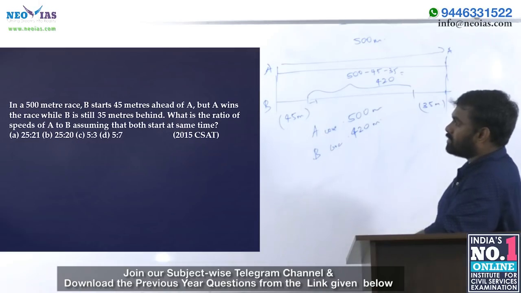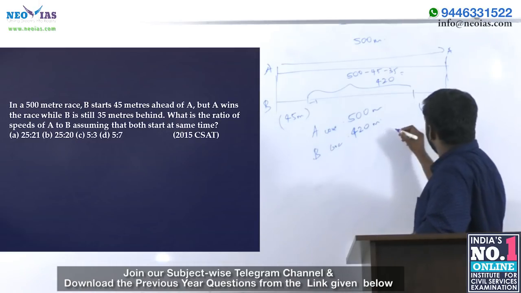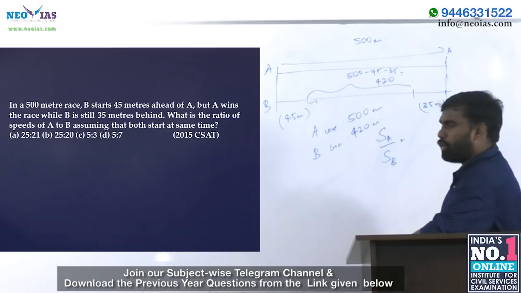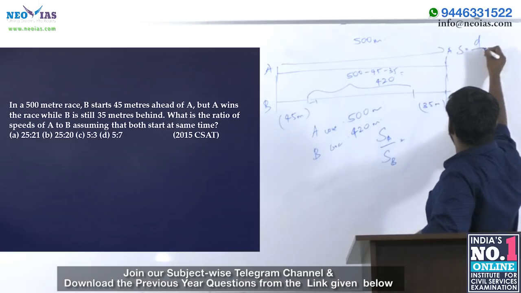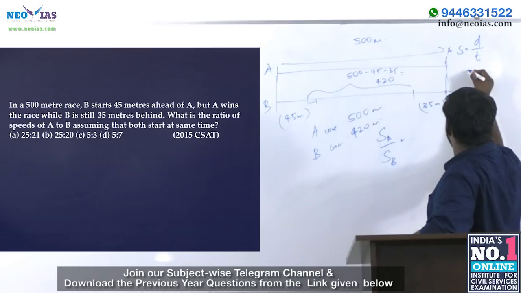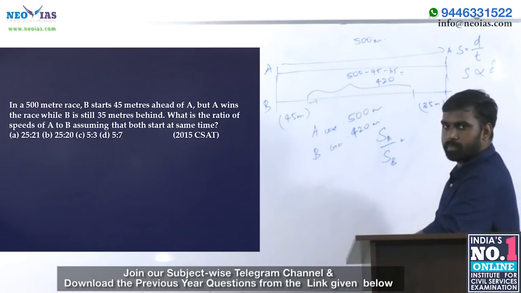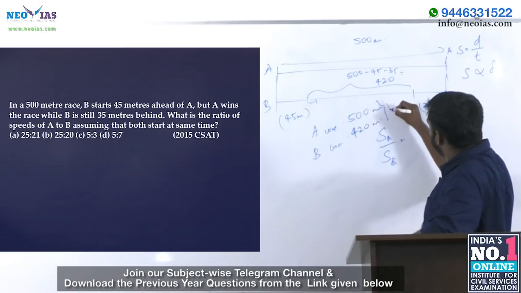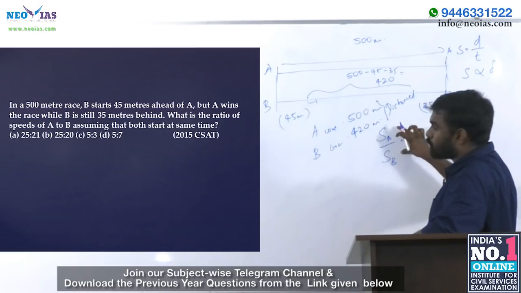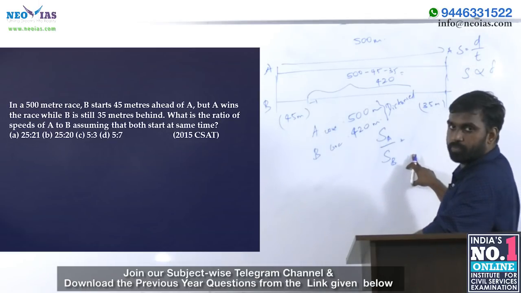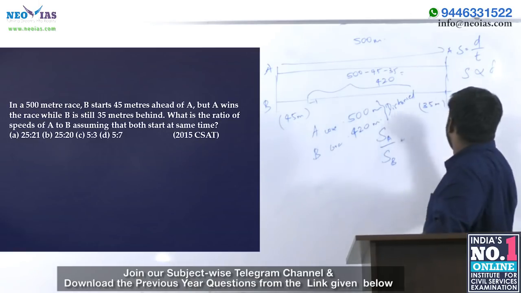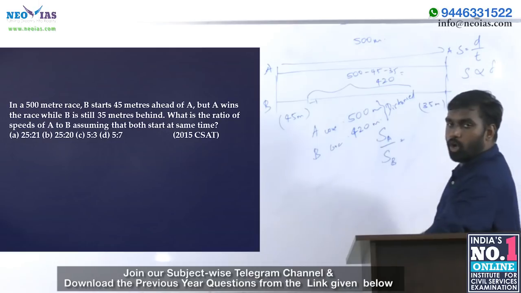What are they asking? What is the ratio of speeds of A to B? So, speed of A to speed of B they are asking. We know that speed equals distance by time, or we can say speed is directly proportional to distance, isn't it? If A covers 500 and B covers 420, these are the distances. How will we connect the distance to speed? Only because they are asking the ratio. They are not asking the values of speed, so we can't find them out. They are asking just the ratio of speed. So we know ratio of speed is equal to ratio of distance.